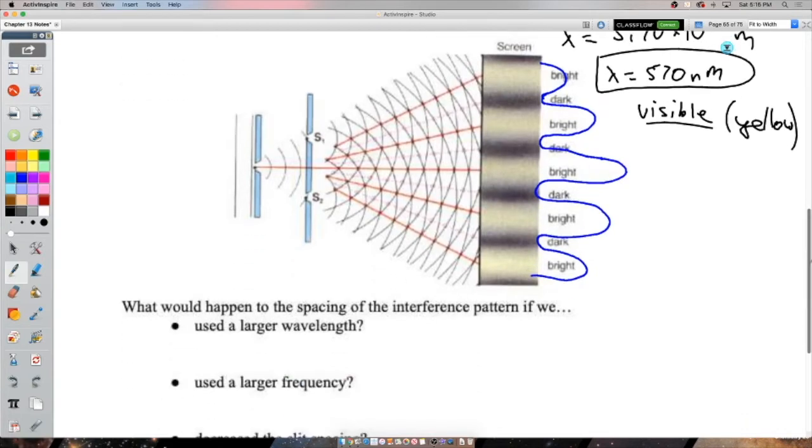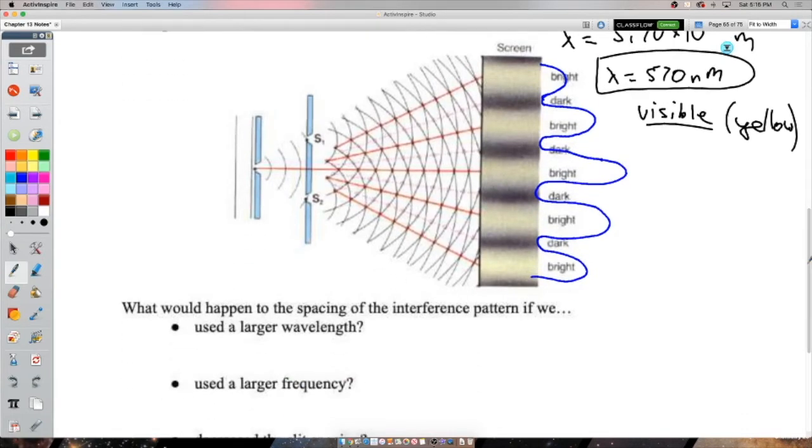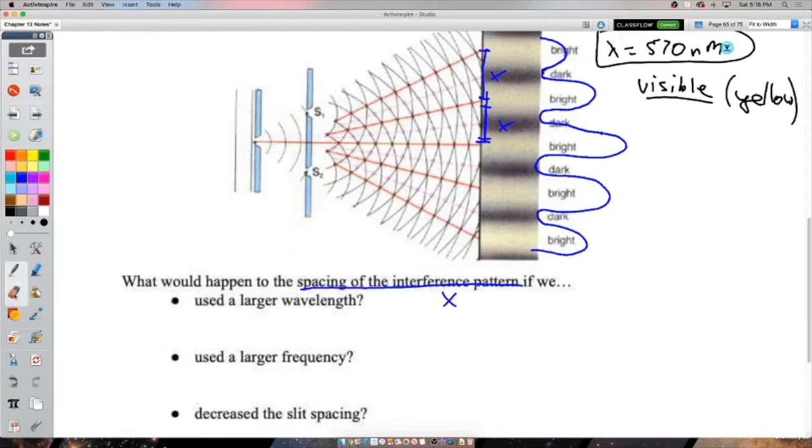All right, now it's just asking us to consider what would happen to the spacing of the interference pattern if we used a larger wavelength. So first of all, what does that mean? The spacing of the interference pattern. Which variable is that? Yeah, that's x, right? That's the distance, like this is x, okay? Whoops, that wouldn't be x. x is always measured from the central. So that's an x, a different x with a different n, okay?